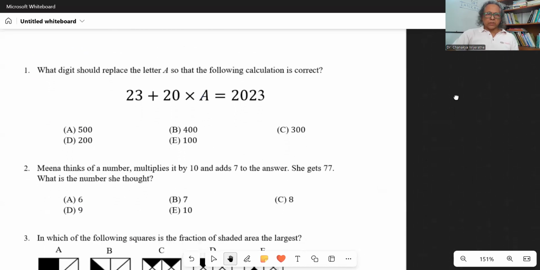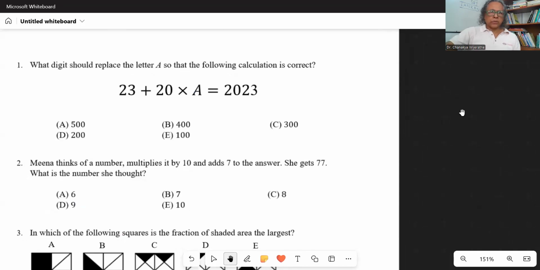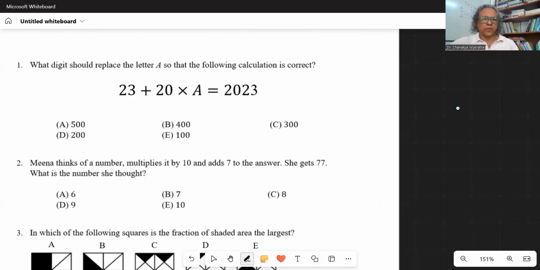Question number 1. What digit should replace the letter A so that the following calculation is correct? Right. So here we have an equation, and I hope you know how to solve simple equations. This is an equation in one unknown, so we'll see how we can solve this and find A, which stands for the digit that should replace it.